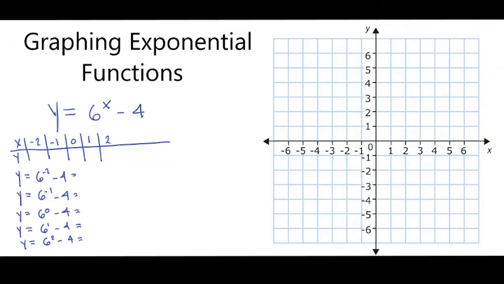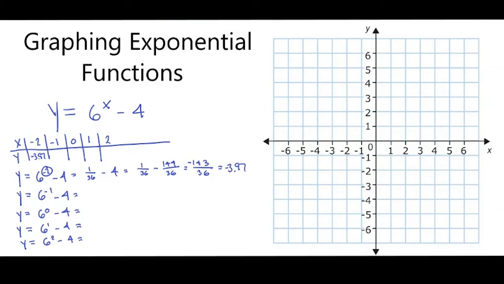So when x is -2, that's going to give us 1 over 6 squared, which is 36, minus 4. So we need to find a common denominator, which will be 36. So that'll give us 1 minus 144 over 36, which is -143 over 36. That's just a little bit more than -4. So that's -3.97. I'm a big fan of using the calculator for these.